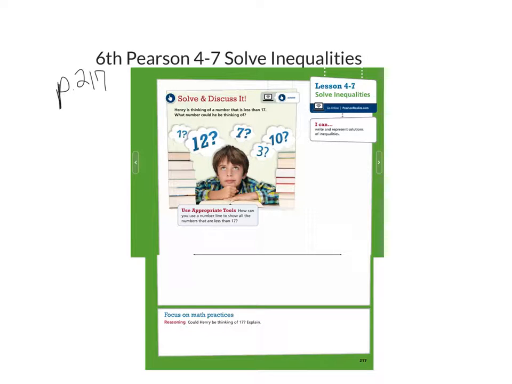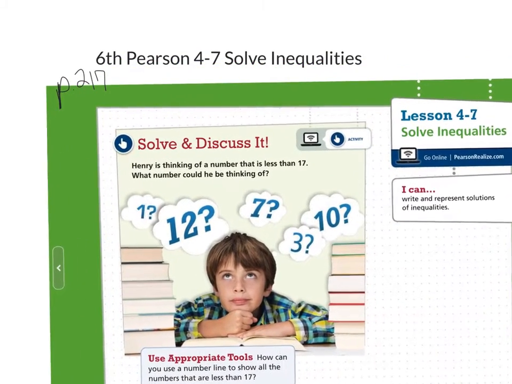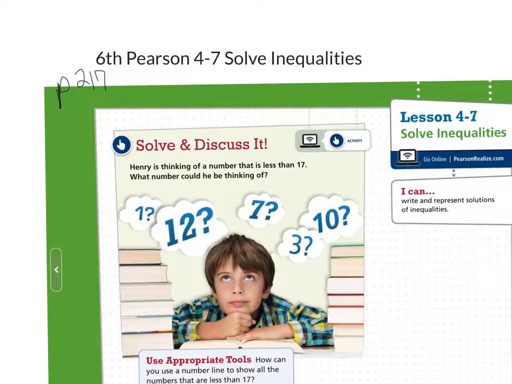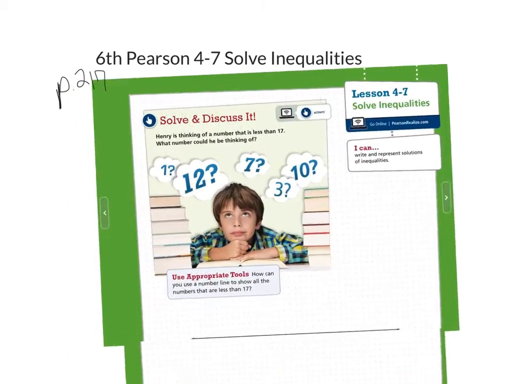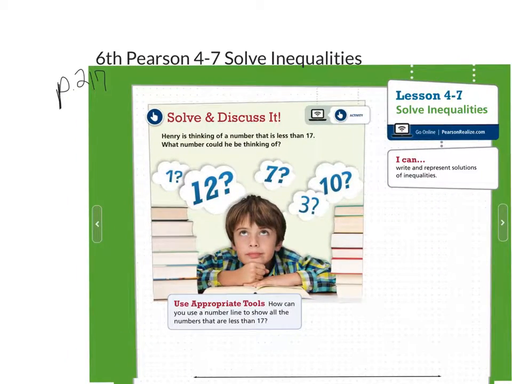Lesson 7, we're looking at solving inequalities. So Henry is thinking of a number less than 17. What number could he be thinking of? Again, like we talked about yesterday with inequalities, we have more than one option. So a number less than 17, one option would be?